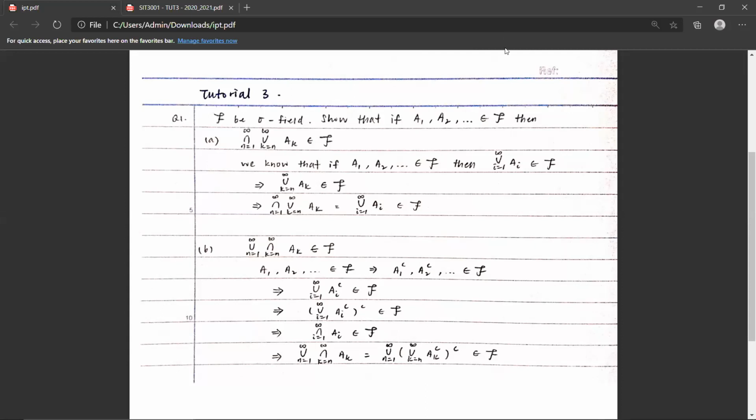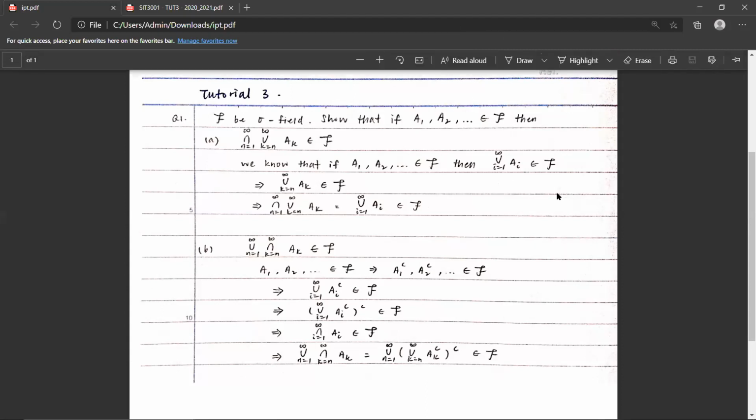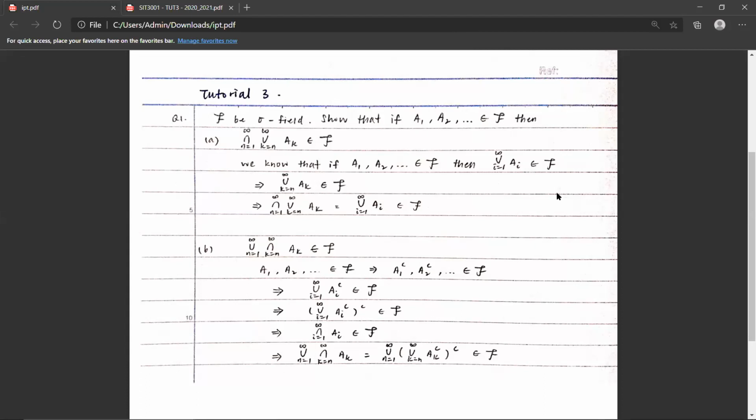Okay. The second one, you have to use complementation. The second one is basically a slight extension where you start from A1, but then you use closure under complementation to establish that the complements are in F. Then use closure under countable union of the A_i complements. So then you get that, right? Okay, that's correct. Thanks.